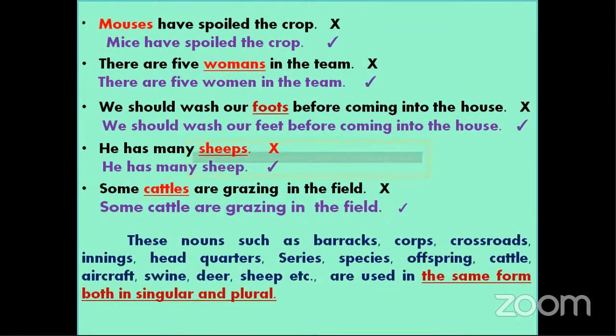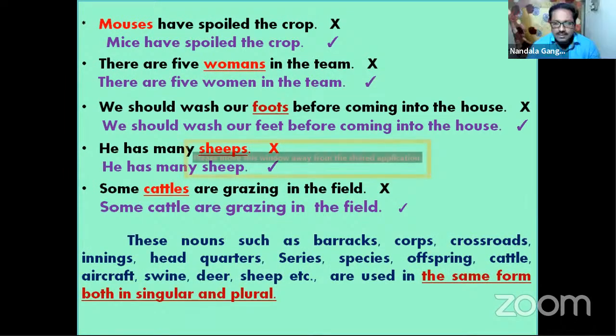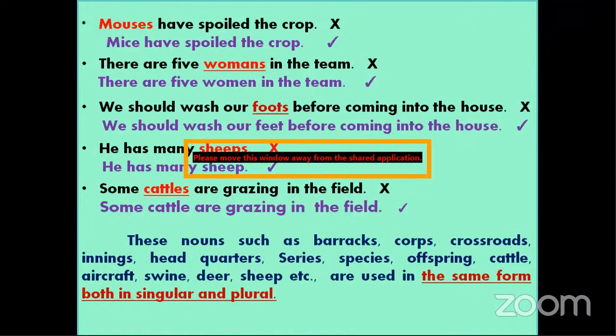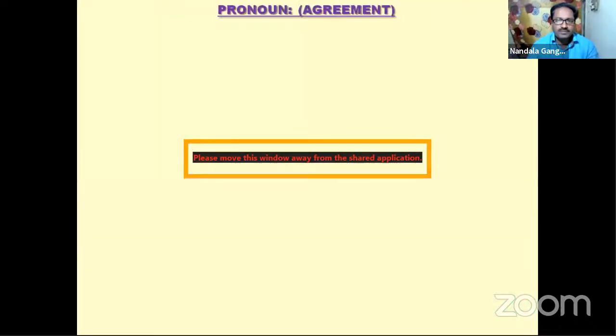Nouns such as barracks, crossroads, innings, headquarters, series, species, offspring, cattle, aircraft, swine, deer, sheep, etc. are used in the same form both in singular and plural. These above nouns are used both in singular and plural as they are. There is no change in the formation.